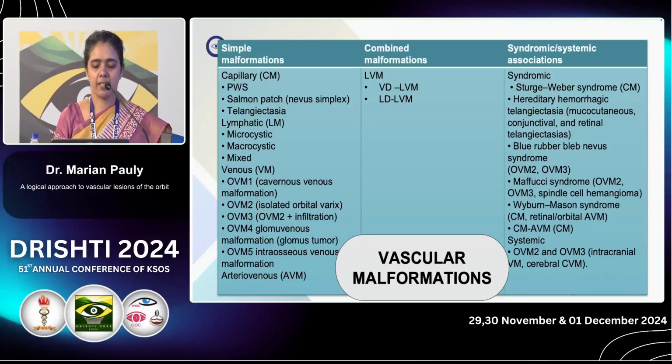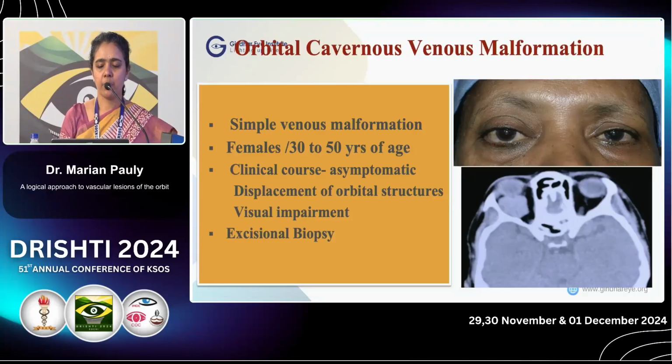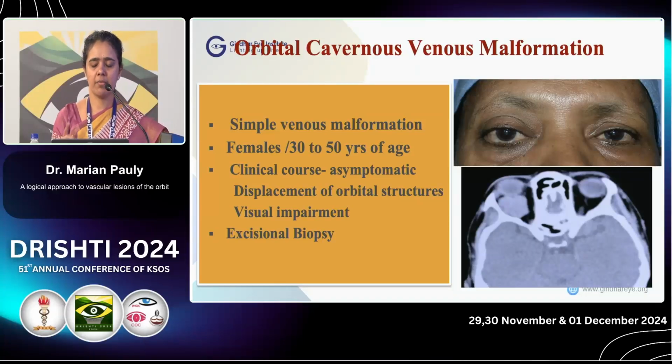Coming to the malformations, the most common vascular malformation which we come across is cavernous venous malformation. We always called it cavernous hemangioma, but the new terminology is orbital cavernous venous malformation. It is a simple venous malformation seen in middle-aged patients, 30 to 50 years. The clinical course can be asymptomatic. Most of the time they don't come saying they have a hemangioma. They come for mild protrusion, some blurring of vision, or frequent change in the refraction because of hypermetropia. So the clinical course can be asymptomatic or symptomatic.